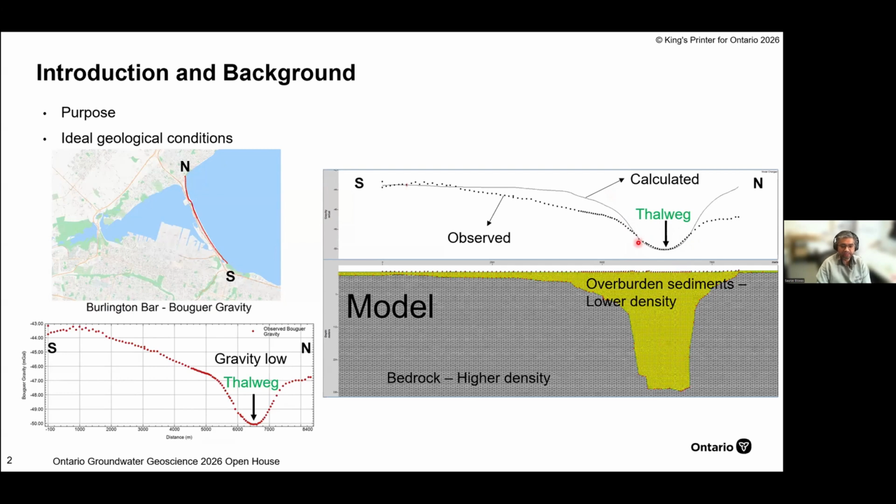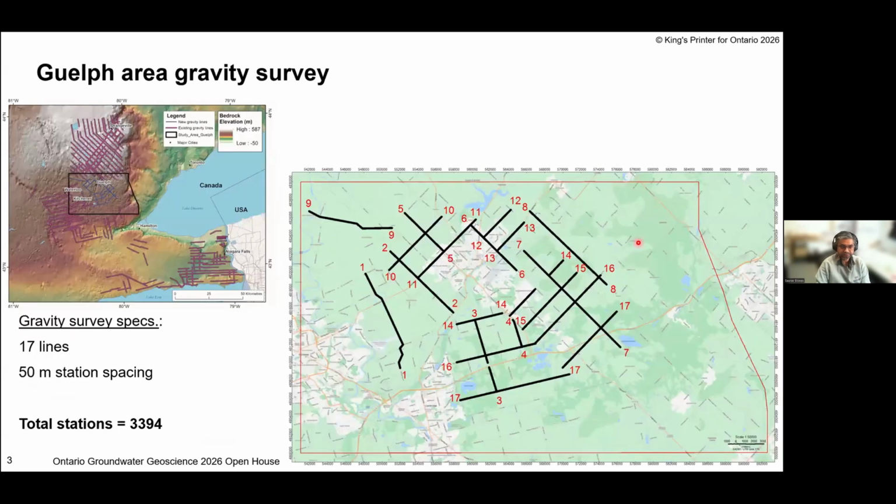With this background, let's look at the Guelph area gravity data. The survey area outline is shown here in black, along with the pre-existing gravity data from the OGS in the region. The Guelph survey fills a gap in the data. The gravity data were collected along these 17 lines at 50 meter station spacing. The line numbers are noted here. Total 3,394 gravity stations were recorded in this survey.